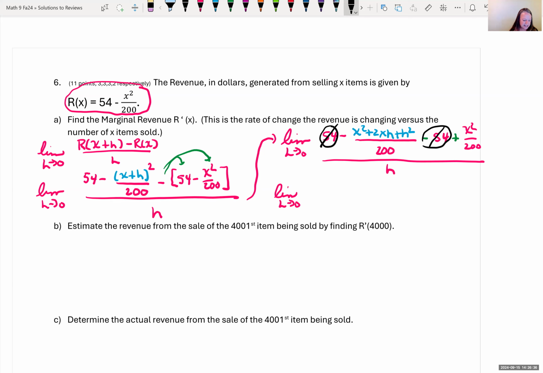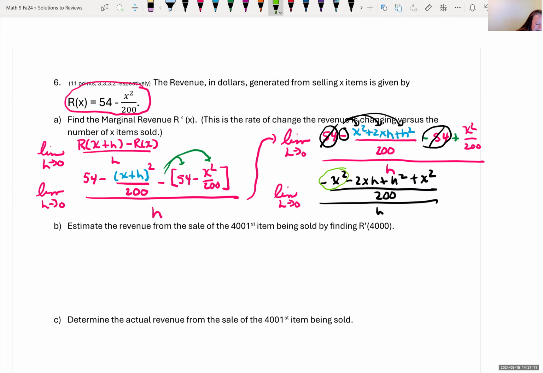I also notice that I have a common denominator of 200. This negative here is going to have to be distributed to each term. So in my numerator, I would have negative x squared minus 2xh plus h squared. And then adding the other fraction, so plus x squared all over 200 divided by h. So notice again, I have a negative x squared and a positive x squared, so those are going to cancel.